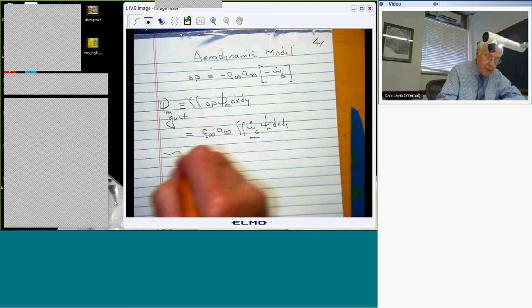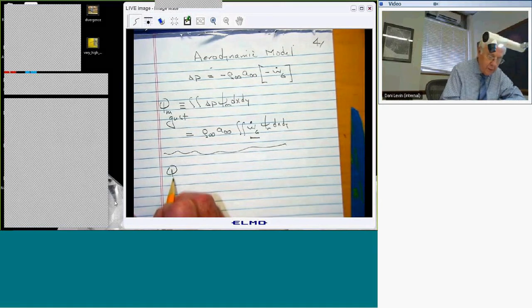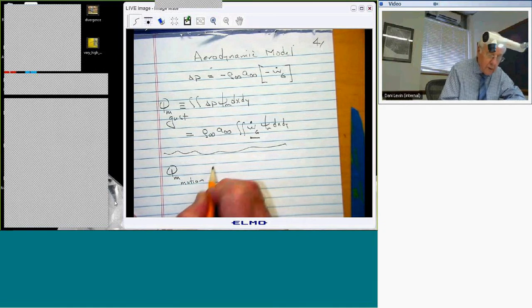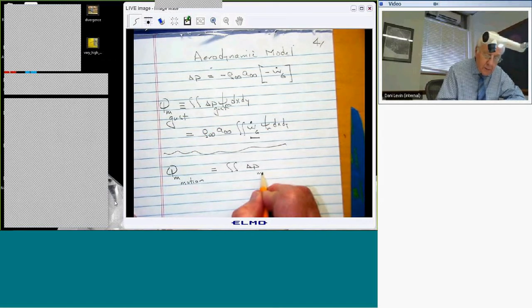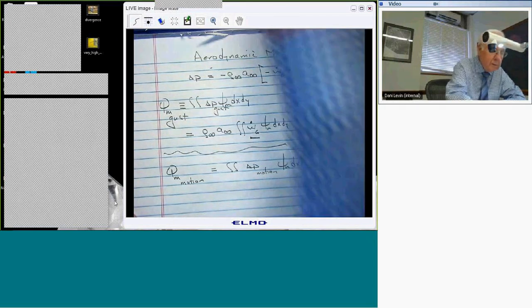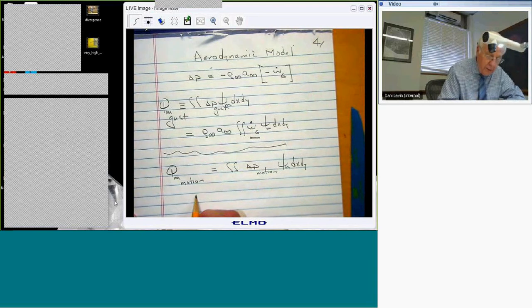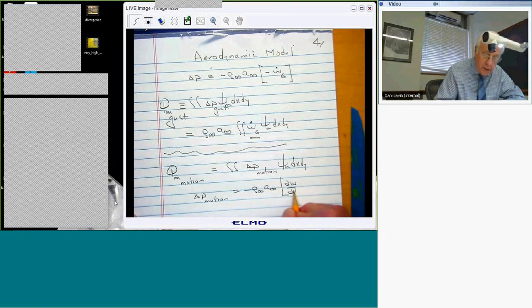So then let's look now at the part due to the motion. Of course, that's delta P due to the motion. I should put a gust here, I suppose. Psi sub m dx dy. But remember, delta P due to the motion is minus rho infinity, A infinity, dw/dt plus U infinity dw/dx.